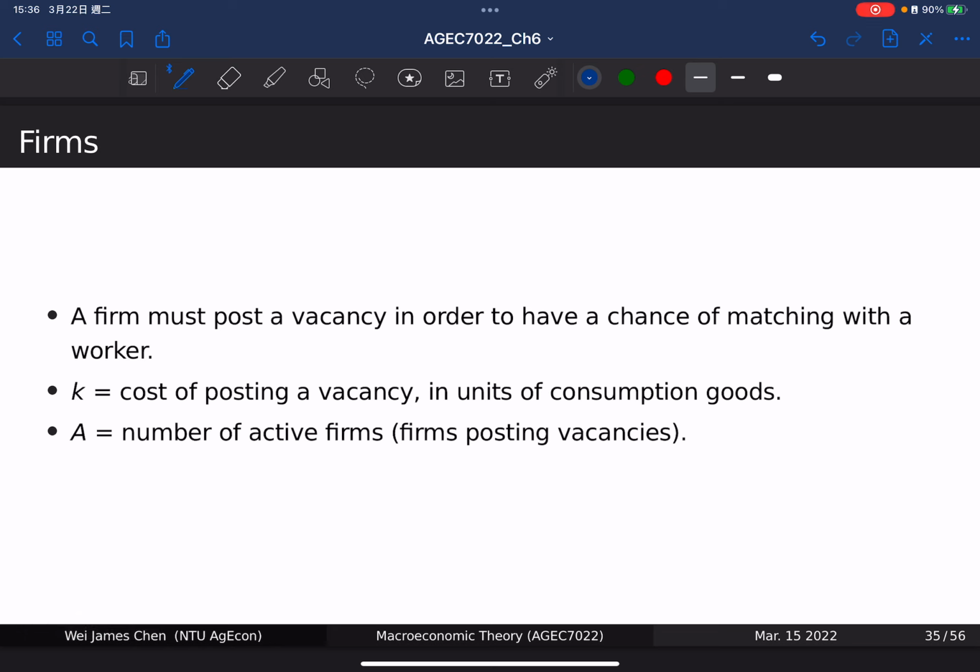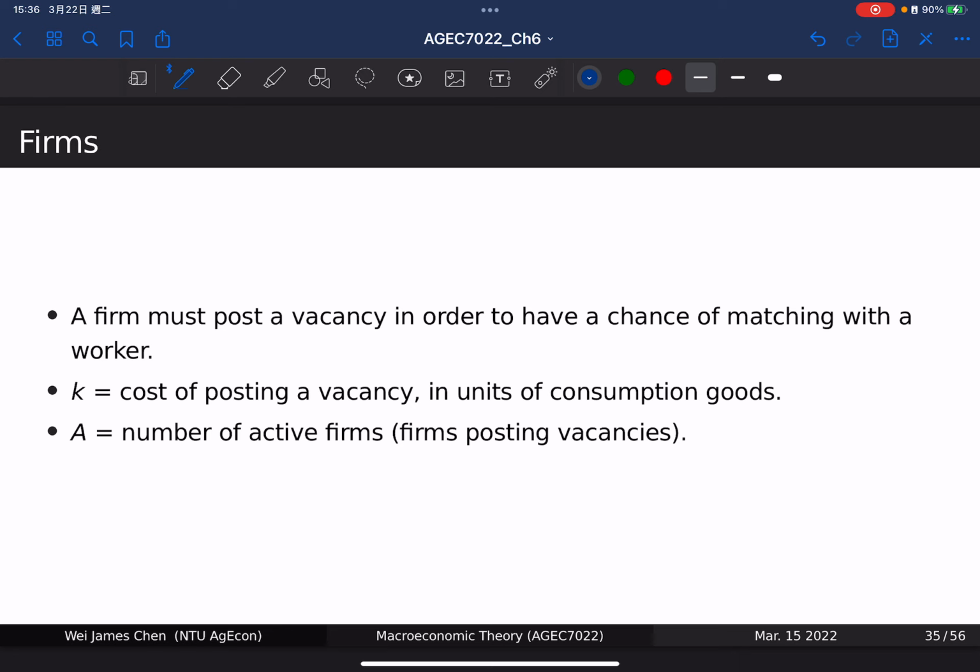And firms will post a vacancy in order to have a chance of matching with a worker. There's some cost for posting this vacancy. This is like 104.com. If you are a firm, you post a job on 104.com, you actually have to pay a fee.